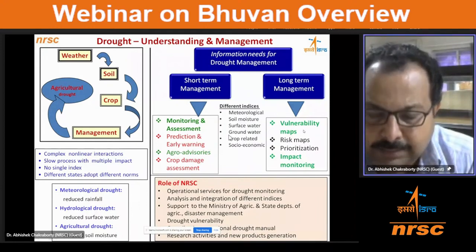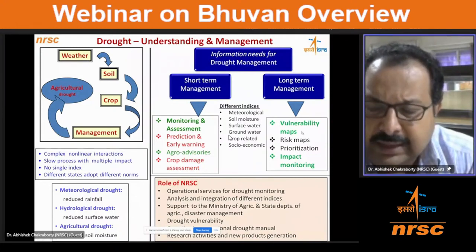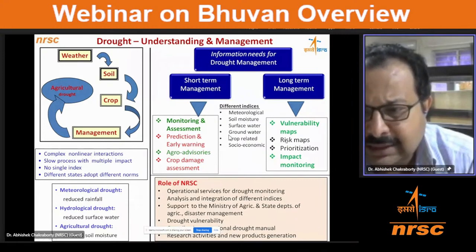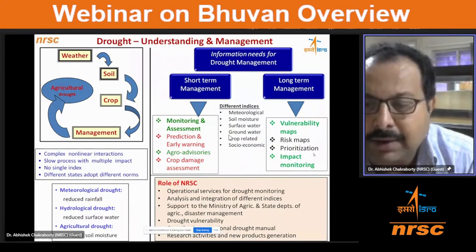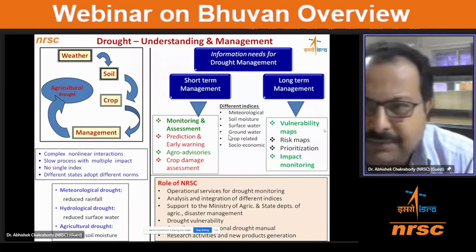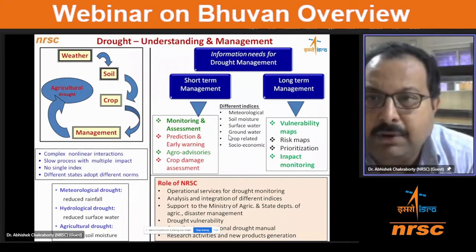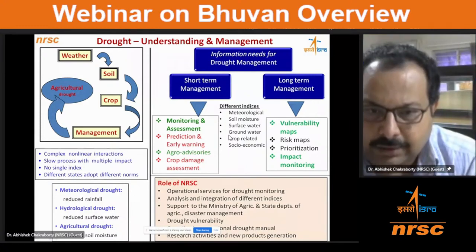For long-term management, what we require is a vulnerability map: whether a particular area is vulnerable to drought or not. Say, for example, a very dry area of southern India like Anantapur or the western deserts like the Jaisalmer region are highly vulnerable to drought. But this vulnerability reduces with irrigation potential. For example, Punjab is not that vulnerable to drought. So what is the risk potential of a particular area? Based on that, we prioritize our efforts. If we generate a vulnerability map, it stays for 5 to 10 years and becomes the base data for long-term planning. So for both these things, we can have some intervention of this kind of technology.